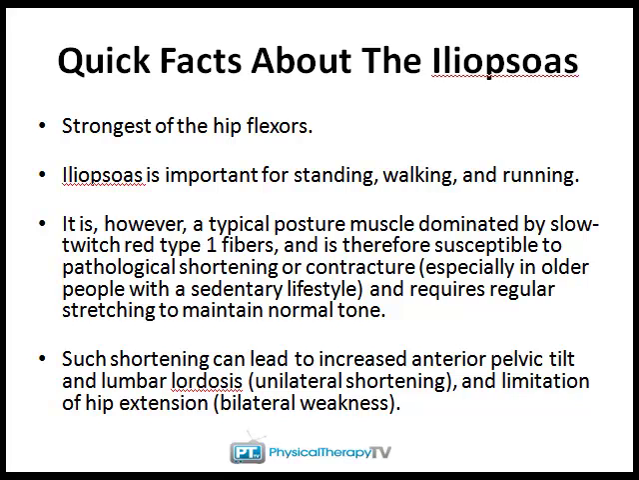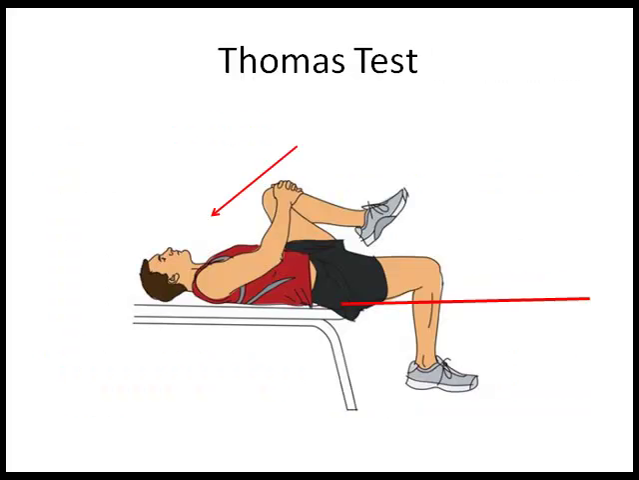Now, there's a test you can perform to determine if you are starting to have some issues with your iliopsoas, and that's called a Thomas test. We use this in a clinic a lot to assess the hip flexors flexibility of a patient, and also specifically to see if there's shortening of the iliopsoas occurring.